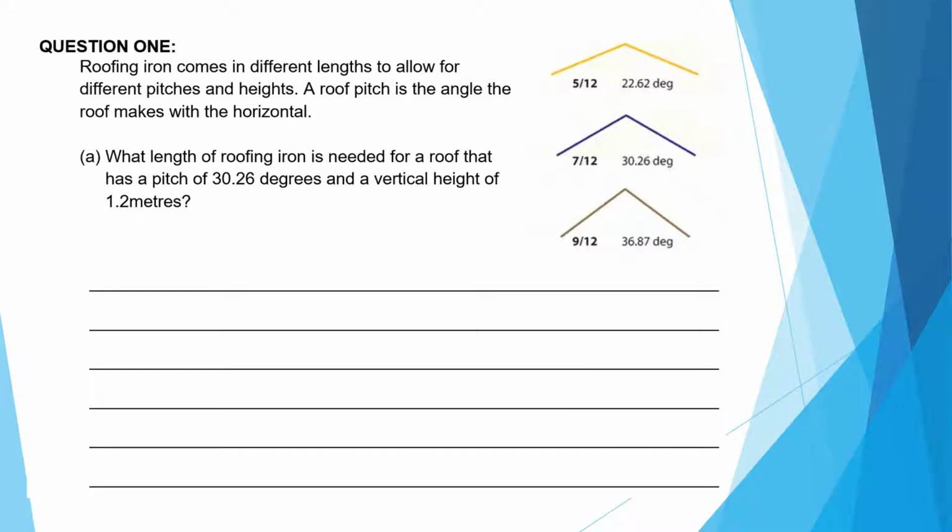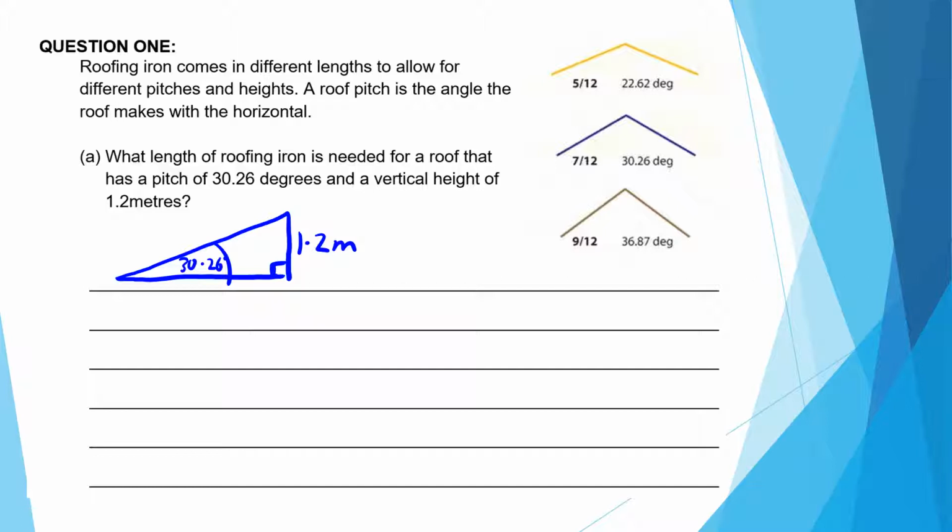Geometric reasoning. So if we think about the right angled triangle that would be formed by half of the roof, the vertical height is 1.2 meters and the pitch is 30.26 degrees.